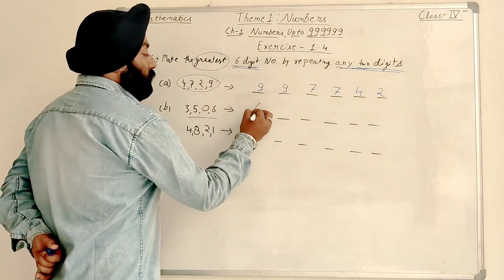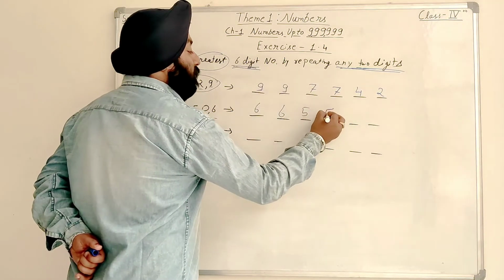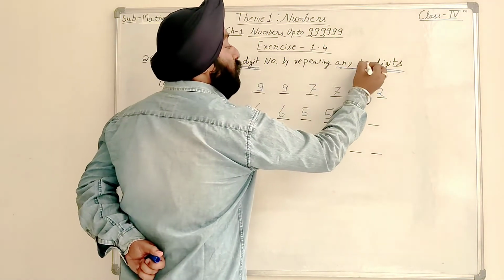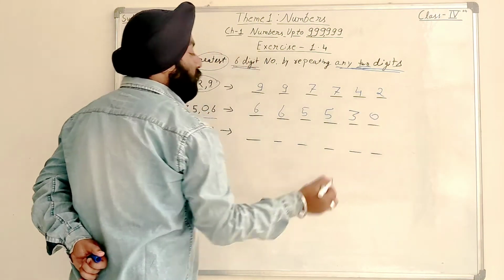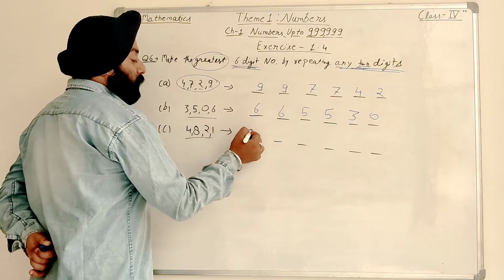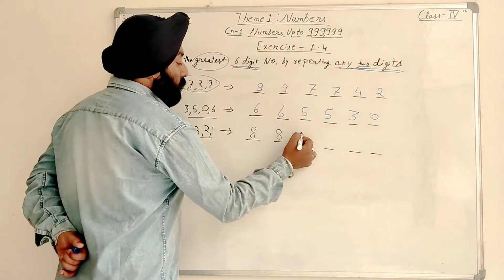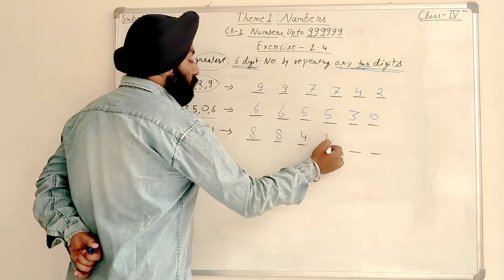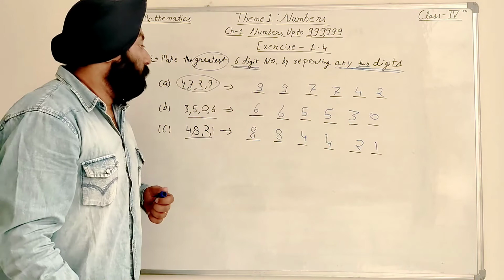In 3,506, 6 is the greatest one. We repeated 6. Then 5. We repeated 5. We repeated the 2 digits. And afterwards 3 and in last 0. In the third part, 8. Repeated the 8. Then 4. Repeated 4. Then 2 and then 1. That's all. Thank you.